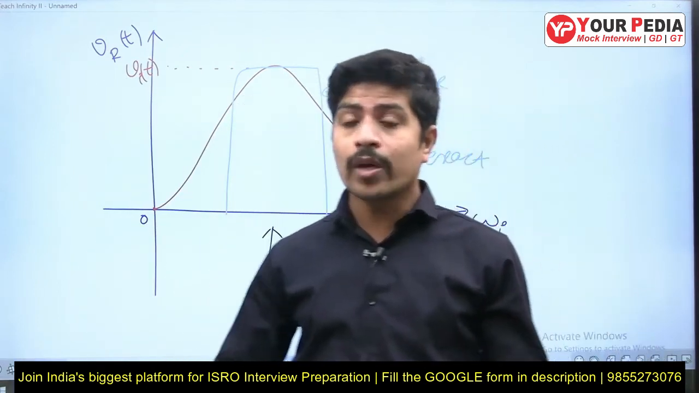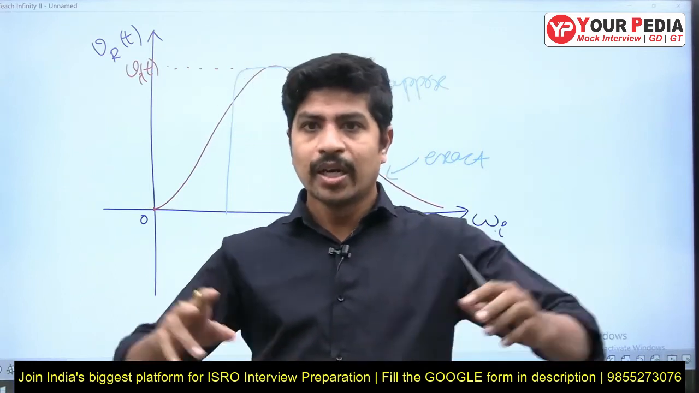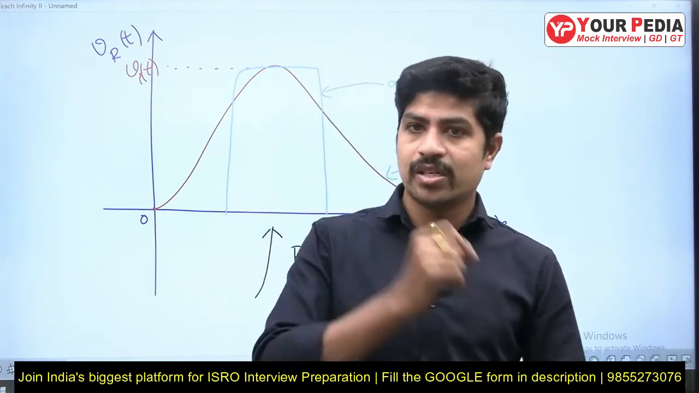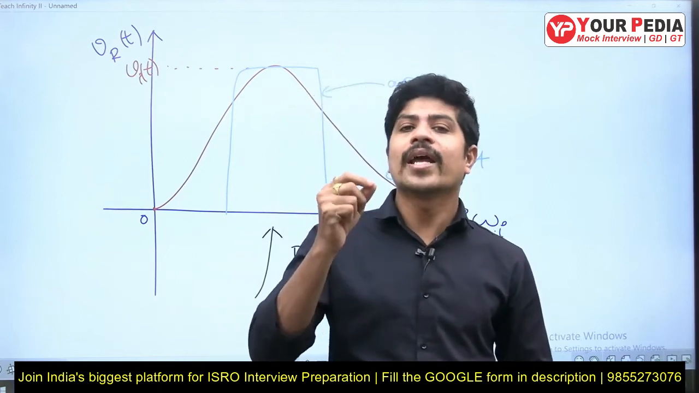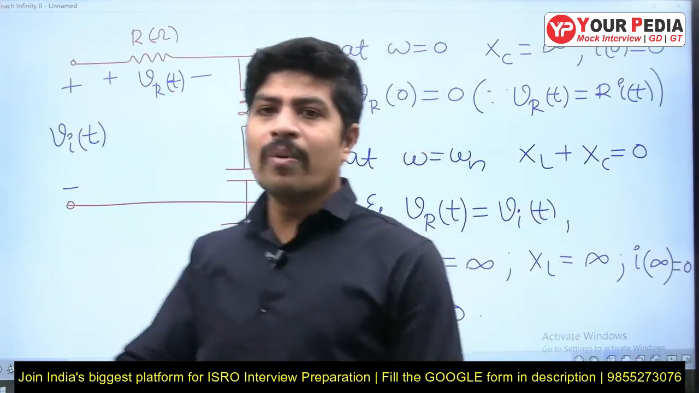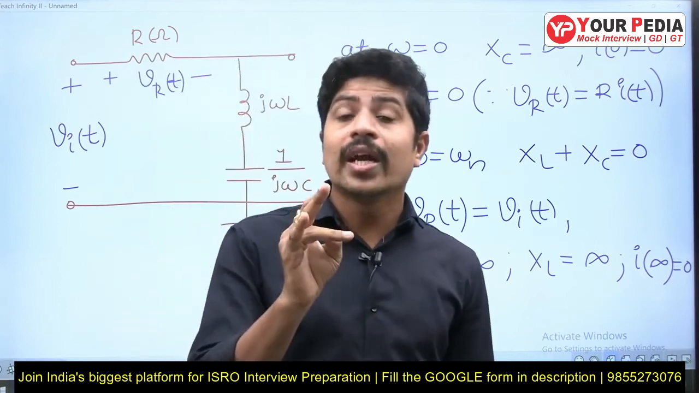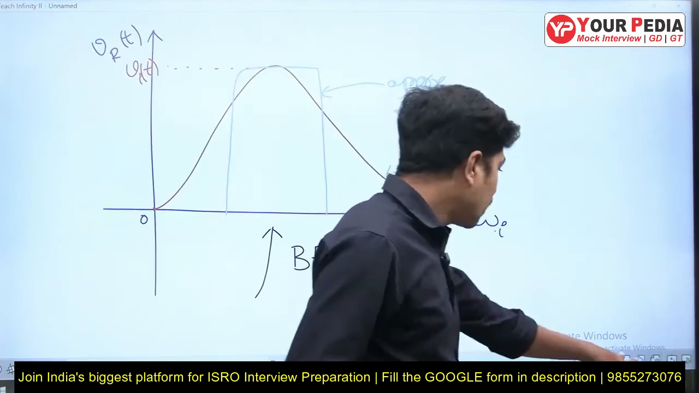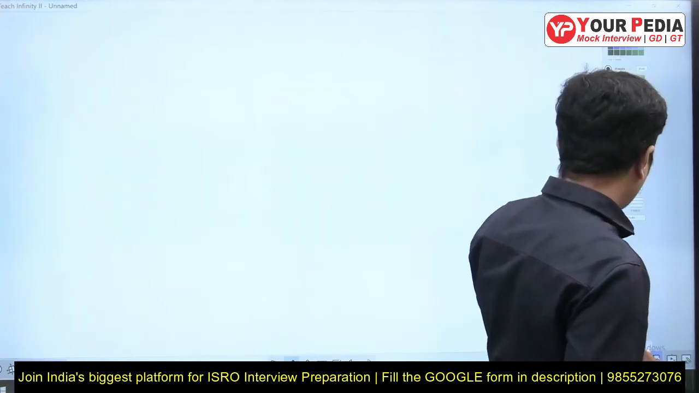This is the way you have to explain to the interviewer, then definitely the interviewer will be impressed with your explanation. Whatever concept he asks about, start from the basics. If you start analyzing from the basics, then definitely you can answer any question. Especially in this concept, three things are important: at omega equal to 0, at omega equal to infinity, at omega equal to omega n, the behavior of the circuit. Last, a very important note with respect to the analysis of filters.